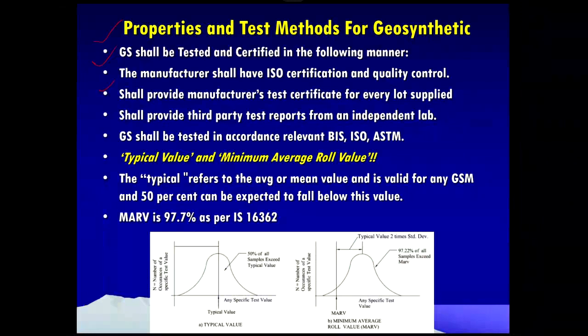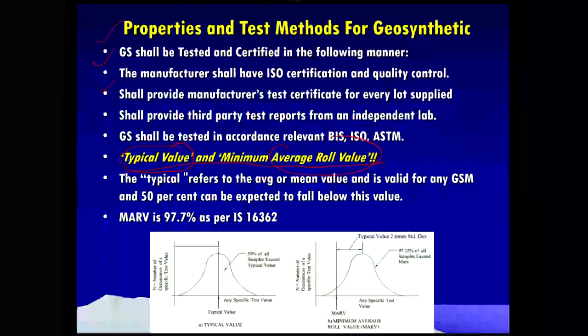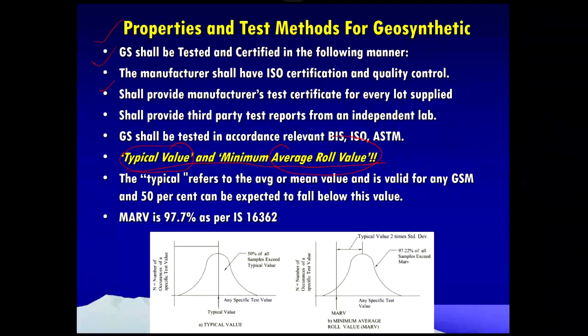But one of the things they have mentioned is the typical value and the minimum average roll value. The terms typical value and minimum average roll value are both related to the variability in geosynthetic material properties. This variability originates from the manufacturing process and is similar to that which occurs with all construction materials, and so on.